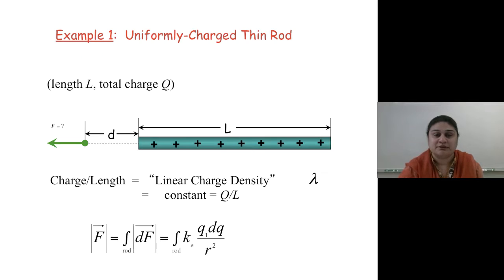As an example, let's do example 1, which is a uniformly charged thin rod. We are going to consider a thin rod which has a length L, and we want to find the force. This one is a one-dimensional case, which is actually easier, but I'm going to do the one that's sort of two-dimensional in order for you to solve it. The linear charge density lambda is equal to charge per unit length, and F will be the integral over the rod of dF equals 1 over 4 pi epsilon naught q1 dq over r squared.